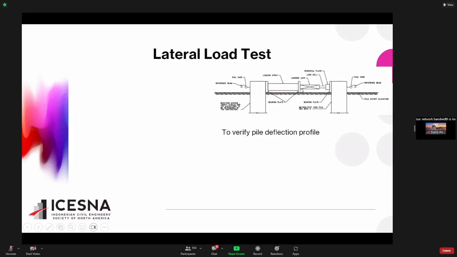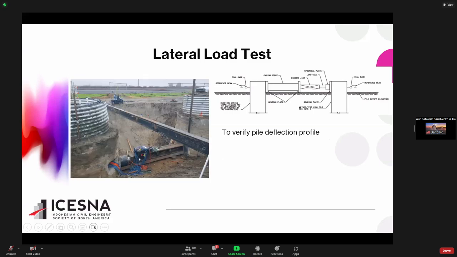Lateral load is the same thing. You have the pile that you want to test, and this is the reaction pile, basically to test the deflection profile. This is the figure showing you the load test and a lot of cable coming up.